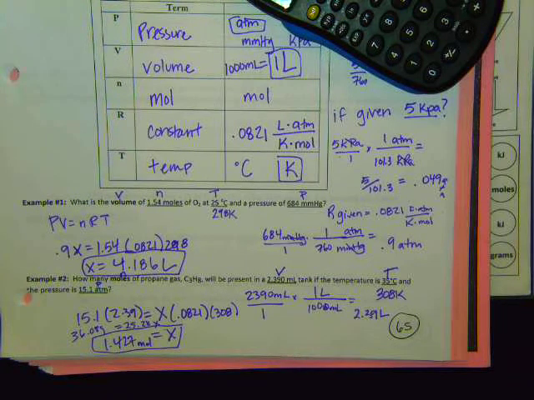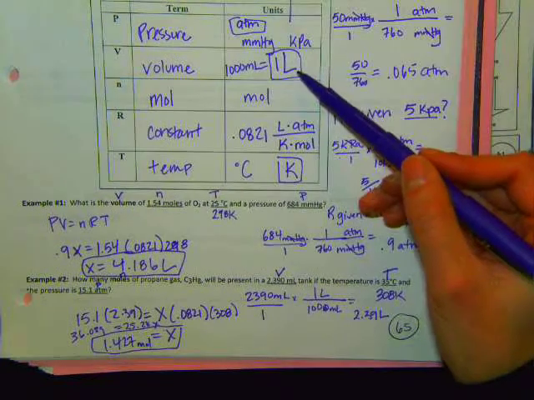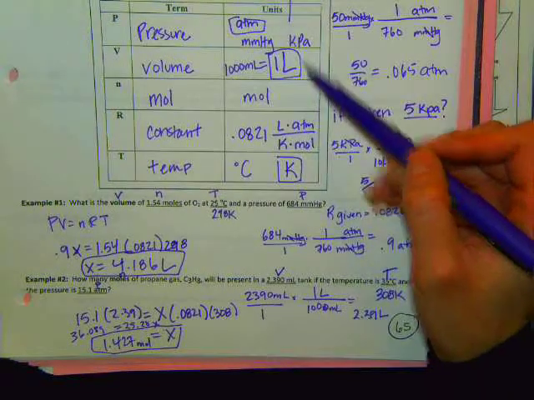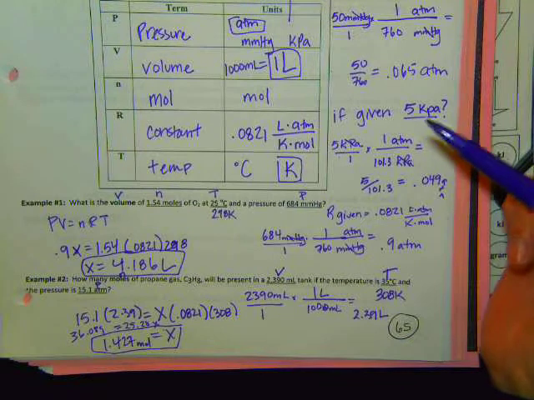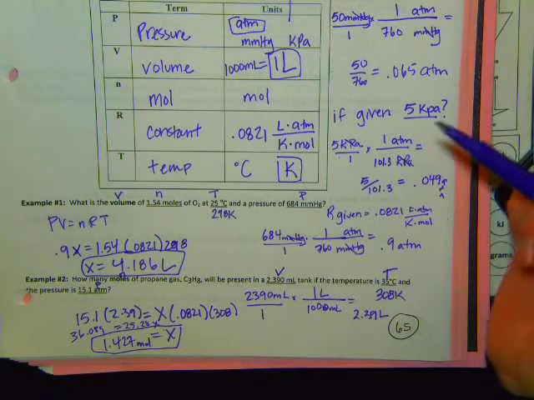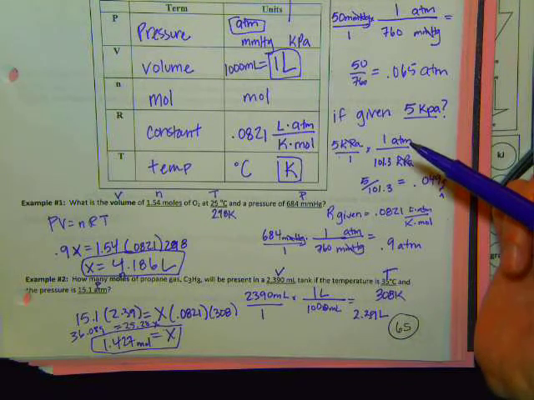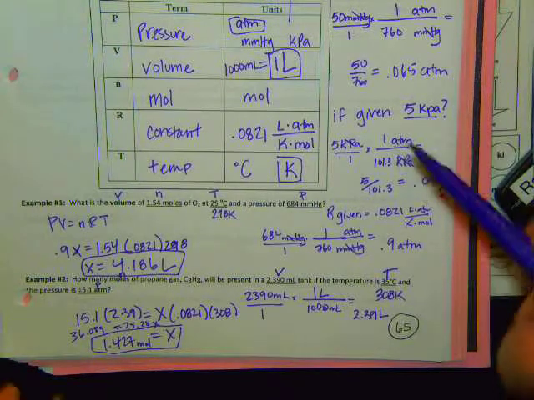So 2 big steps. PVnRT is the equation. Am I in liters? Am I in atmospheres? If not, I must convert. Okay? I know this is a lot. I know it's a lot. So I really appreciate you guys working hard today. But you can do this. All right?